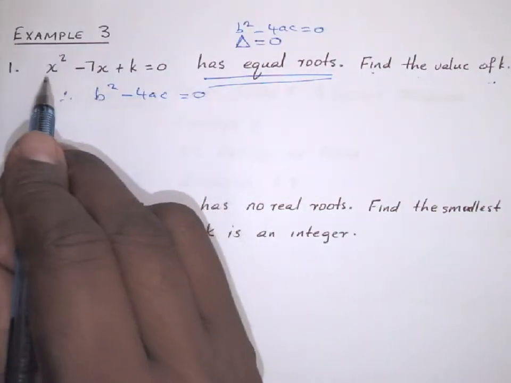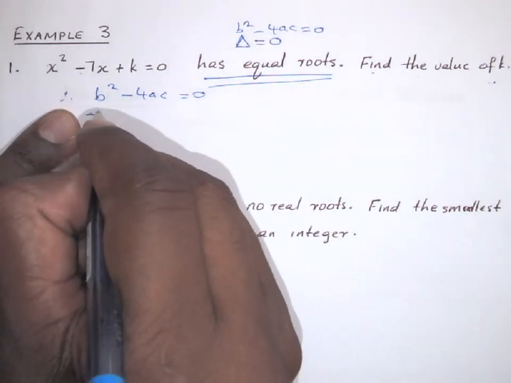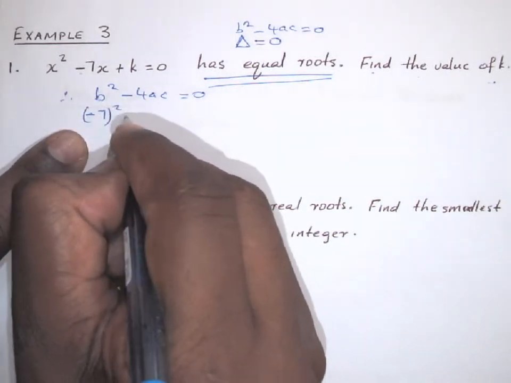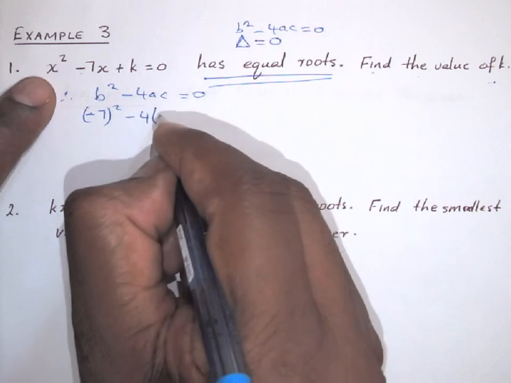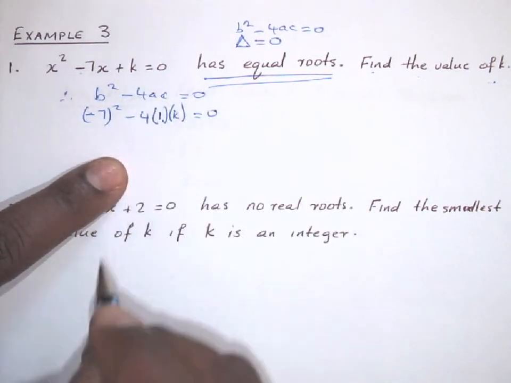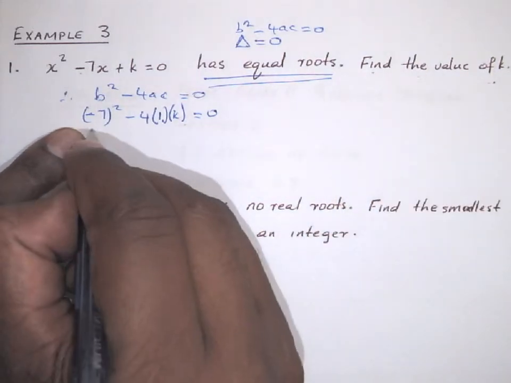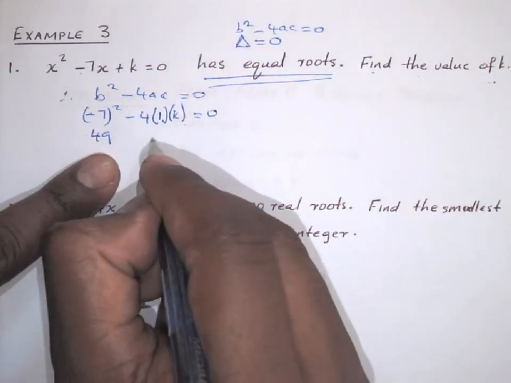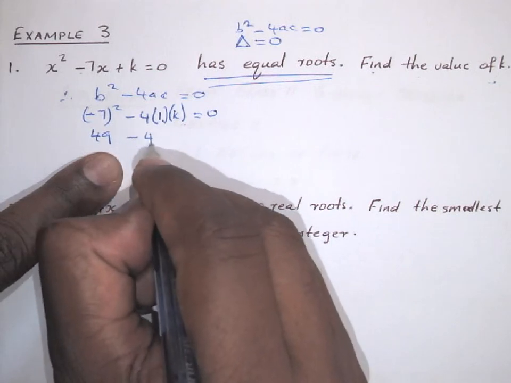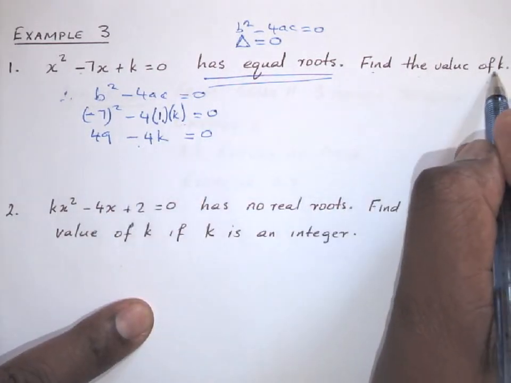Aha! So we know that b squared minus 4ac is equal to 0 because they told us. So what is the b value in this? In this case, b is minus 7. So minus 7 squared, minus 4 times the a value, which is 1, times the c value, which is k, is equal to 0. From this we must find the value of k. If I simplify this, I get 49, and I get minus 4k, which is equal to 0. I'm solving for k because it said find k.